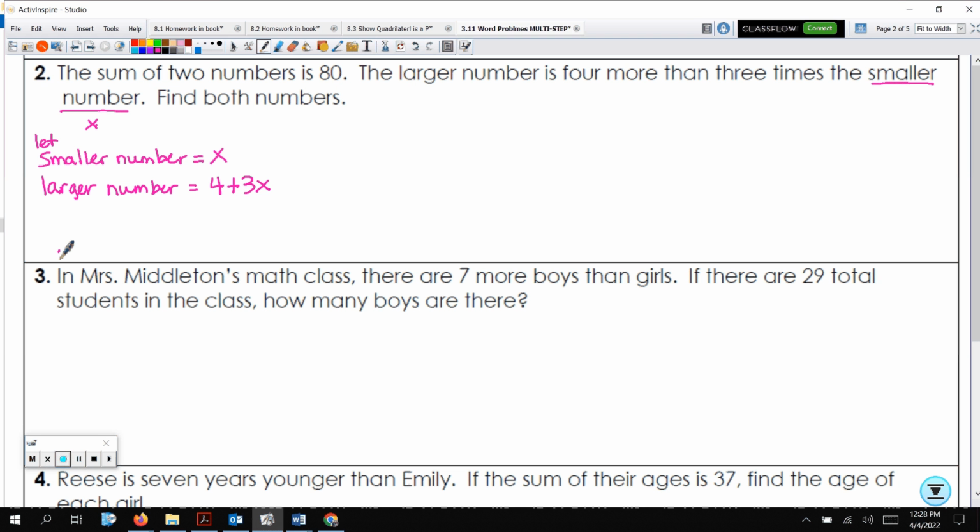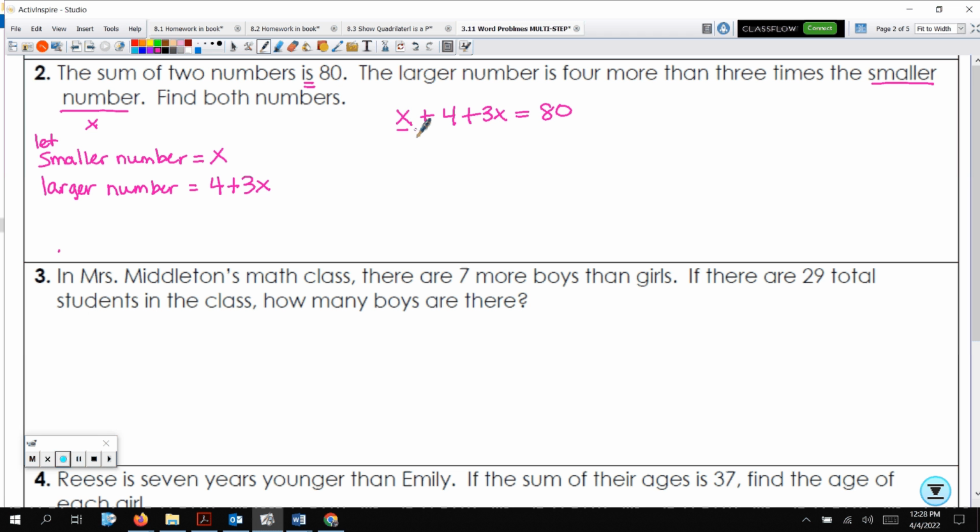And we have two unknowns, but we only have one variable. So we want to be really careful about that. Now we're going to take those two and add them together because the first sentence gave us the equation. When you see is, you know that's equals. The sum of the two numbers is 80. So x plus 4 plus 3x is 80. Okay, we have an equation.